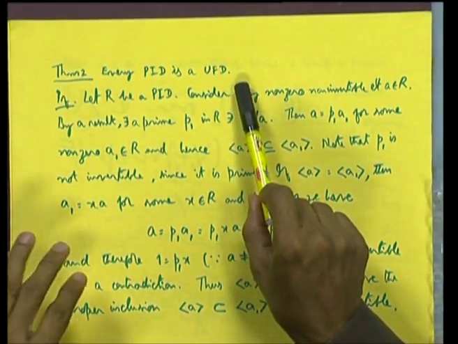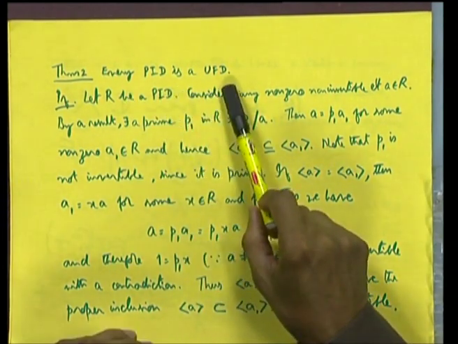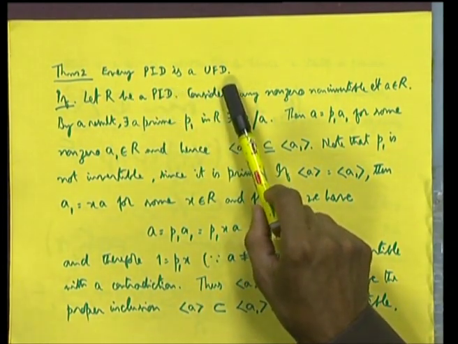Next, we will obtain another result which gives the inclusion that every PID is a UFD, meaning every principal ideal domain is also a unique factorization domain.